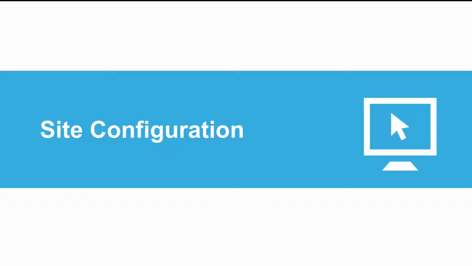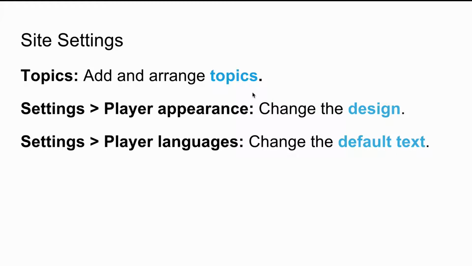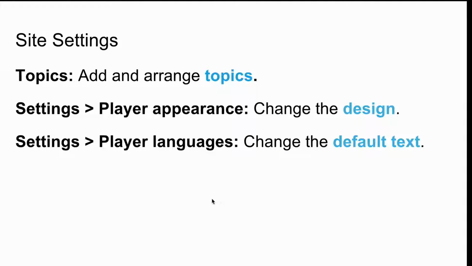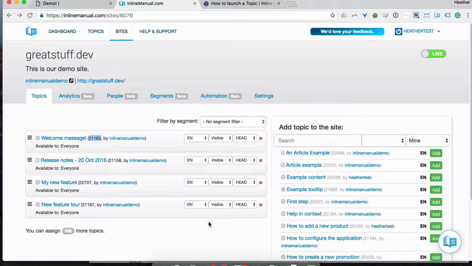So let's look at site configuration. We looked at adding and arranging topics. Next, we're going to look at changing the appearance and changing some of the default text, such as the widget name. So let's look at the design.